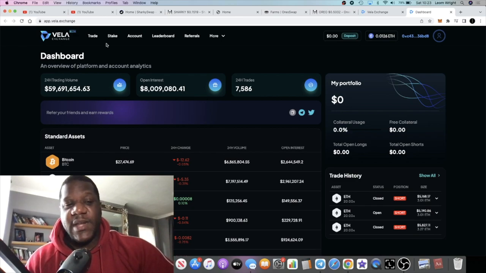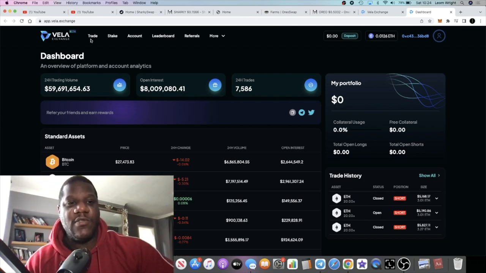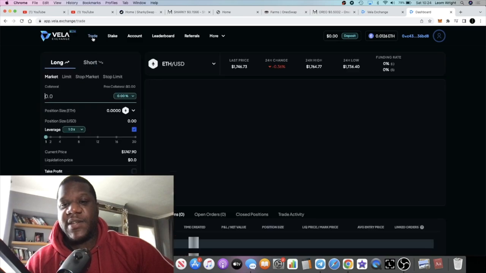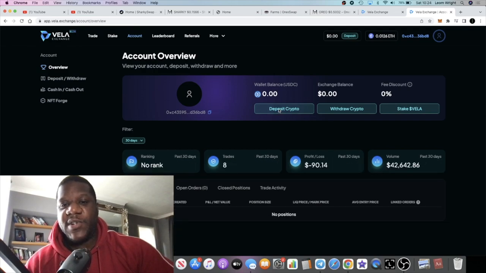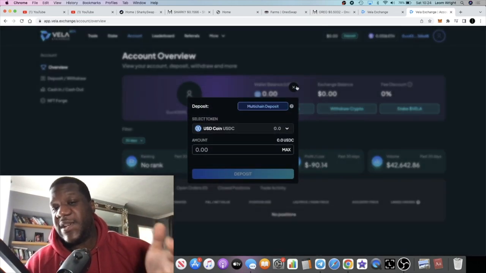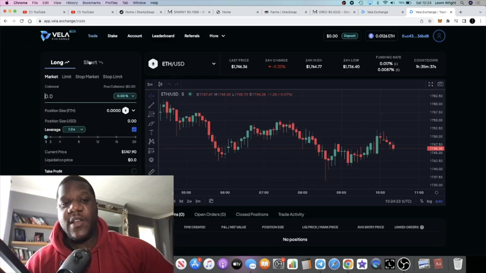Okay, guys, so this is pretty simple. If you've traded on a decentralized exchange before, it's really no different to a centralized exchange, but it's decentralized. You can actually connect your MetaMask and so on. So you just come over to Vela Exchange and click the trade button. You will need to come over to your account. If it's your first time using it, it will give you a button to deposit right here. But if not, you just come over to account, deposit crypto, but you will need to deposit USDC, and then you can come over to trading, and then you can basically long or short.